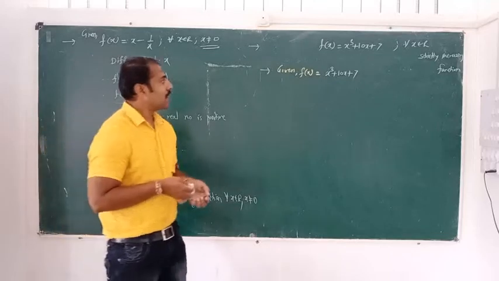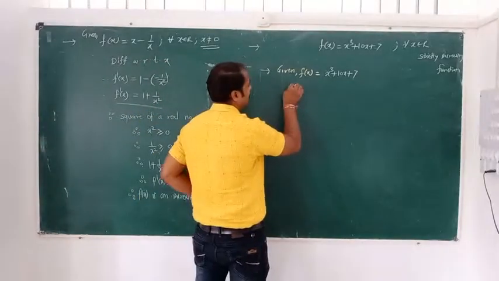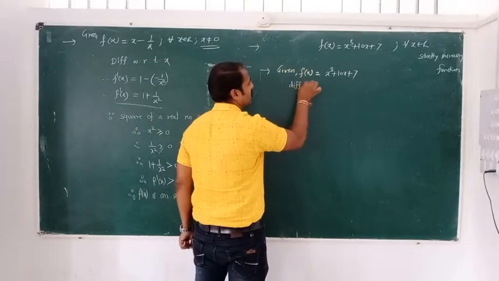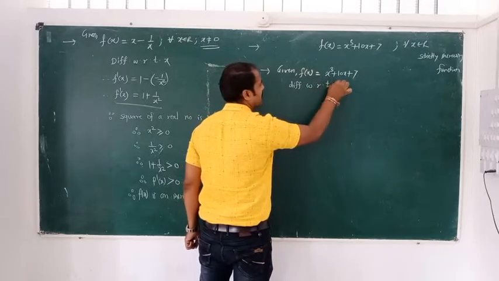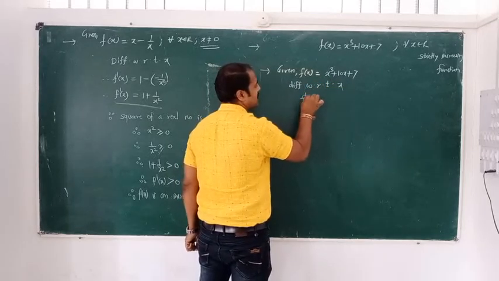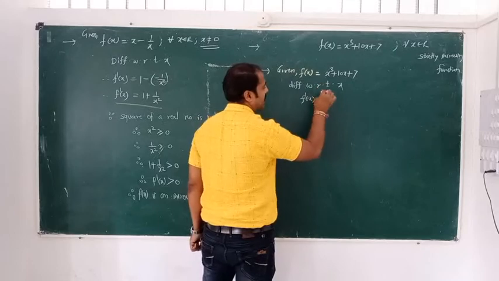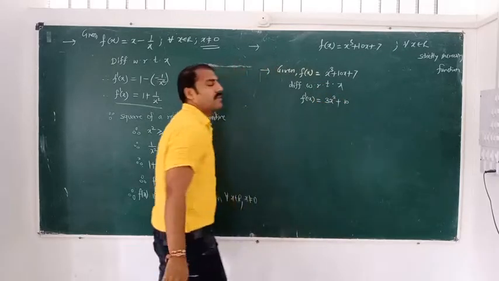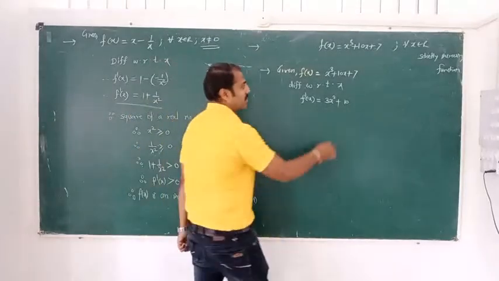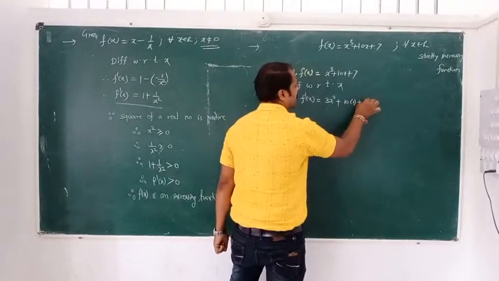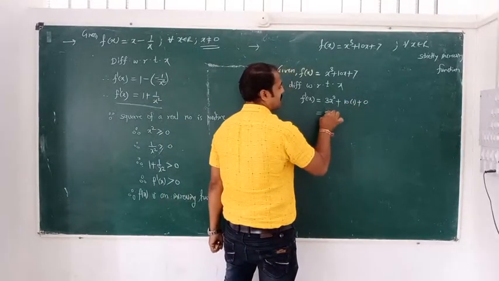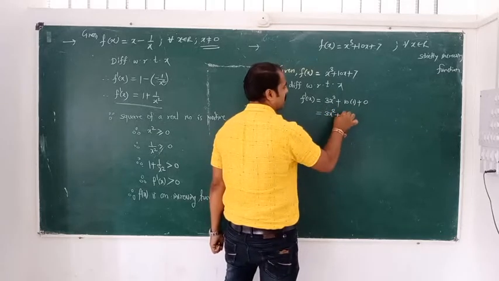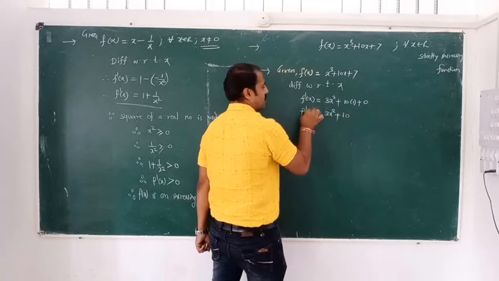So I can find derivative here, differentiating both sides with respect to x. Derivative of f of x is f dash of x. Derivative of x cube is 3x square, plus 10 constant, derivative of x is 1, plus derivative of 7 is 0. This is written as f dash of x is equal to 3x square plus 10.